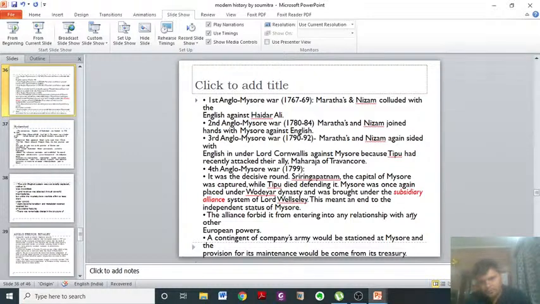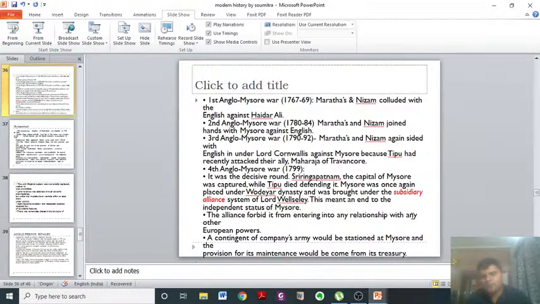Now what is the fourth Anglo-Mysore War? It was the decisive round. Finally, at Seringapatam, the capital of Mysore, Tipu Sultan died fighting, and a treaty of Seringapatam was signed between the Wodeyar king and Tipu Sultan.